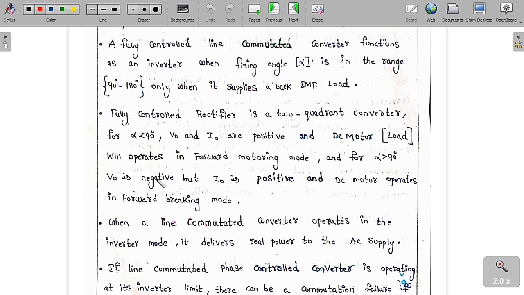So V naught positive and I naught positive means it is going to act in forward motoring mode, whereas V naught negative and I naught positive means a forward braking mode. Suppose V naught is positive and I naught is negative, it is acting in a regenerative mode. This is the point that you need to remember. So for alpha less than 90, it acts in forward motoring mode, whereas for alpha greater than 90, it acts in forward braking mode.